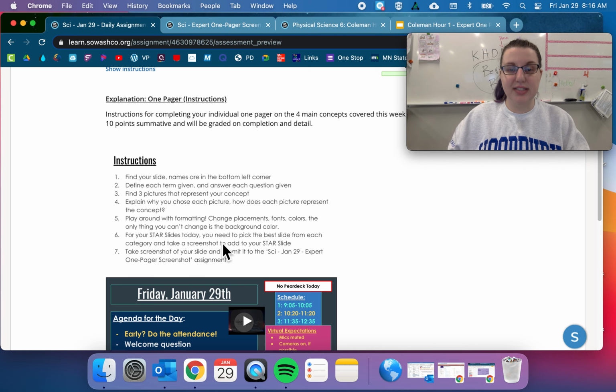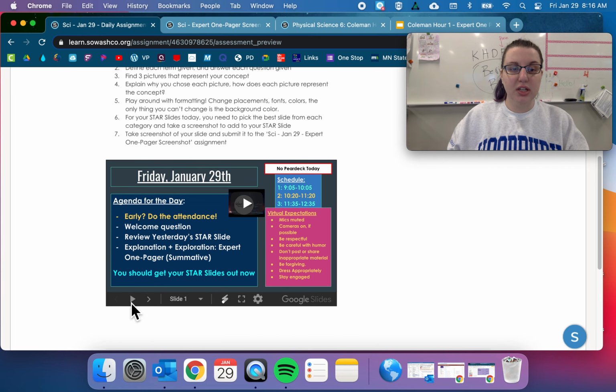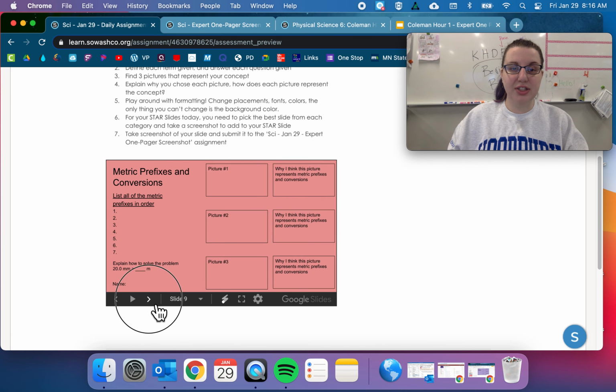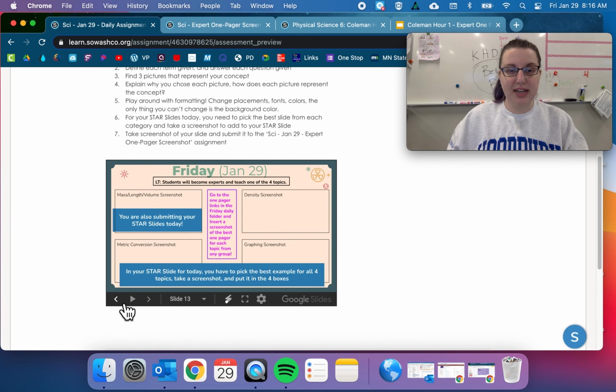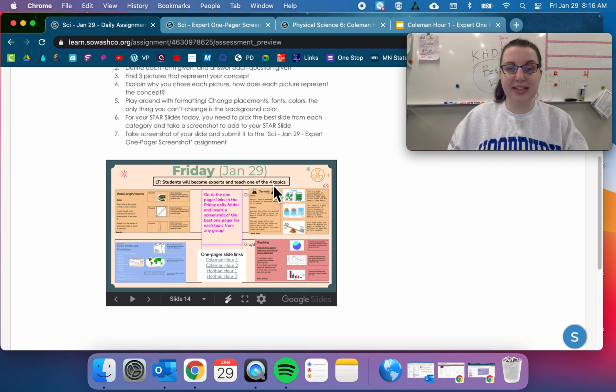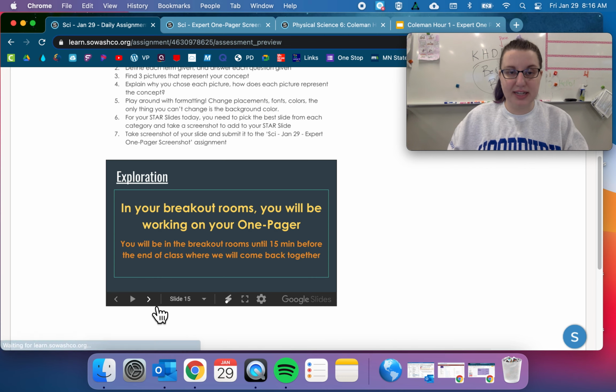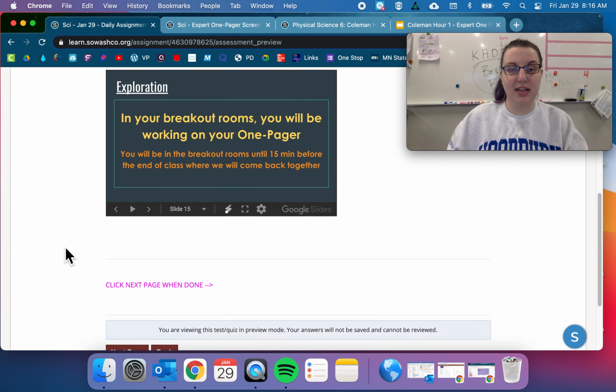And then for your star slides today, you need to pick the best slide from each category and take a screenshot to add to your star slide. And then seven, take a screenshot of your slide and submit it to the expert one-pager screenshot assignment in today's folder. So go ahead and read through today's slideshow. It goes over this in detail as well. For your star slides today, you have mass, length, volume screenshot, density screenshot, metric conversion screenshot, graphing screenshot. So you're going to basically take a slide picture of the four best slides from each category. And that's what you're going to be doing in your star slides today. And then don't forget to submit your star slides today.